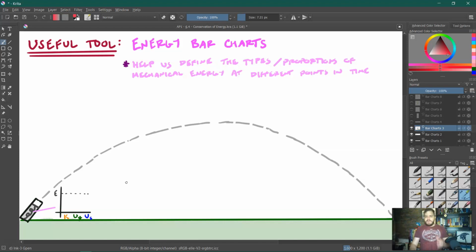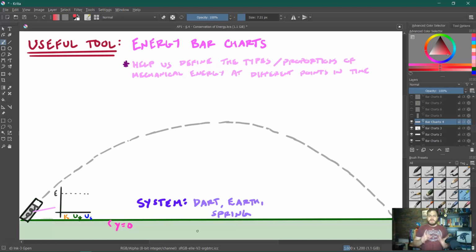Okay, well, we need to go ahead and define what our system is. So let's go ahead and do that first. Well, we have a spring. We're going to probably have gravitational potential energy because it's going up. So we need to make sure we include the dart, the earth, and the spring in our system. I'm going to go ahead, as I did here, and define y equals 0 at this point on the ground. And we're going to go ahead and say we are launching it from ground level, just to keep things a little more simplistic.